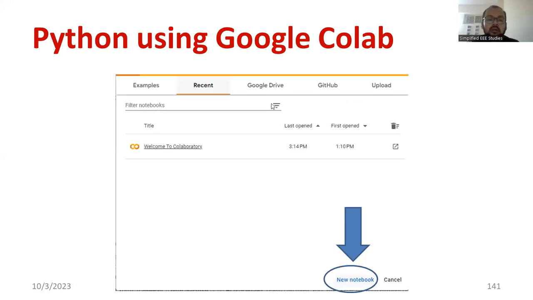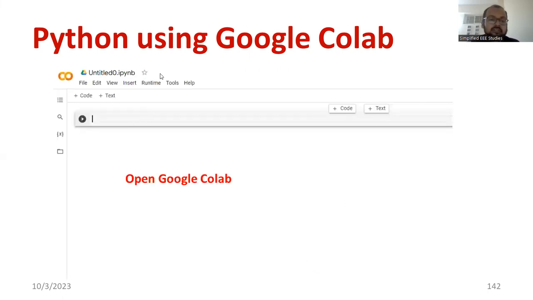Now, how to open the new notebook? Yes, the bottom side, I already mentioned that. Please click on new notebook. I request you to click on the new notebook. Immediately after clicking on the new notebook, you will get a window. This window is basically called the notepad for Google Collaboratory, where you will type the program. Yes, here you can type the program.